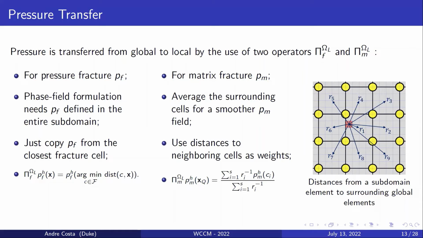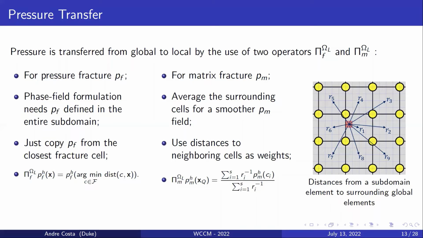First, for the fracture pressure, since the phase field formulation requires it to be defined in the entire local domain, we construct this operator pi f, which for each point of the local domain searches for the closest fracture cell in the global domain and gets its pressure value.